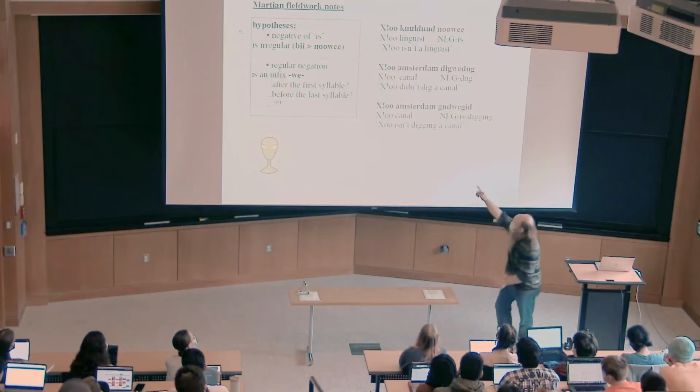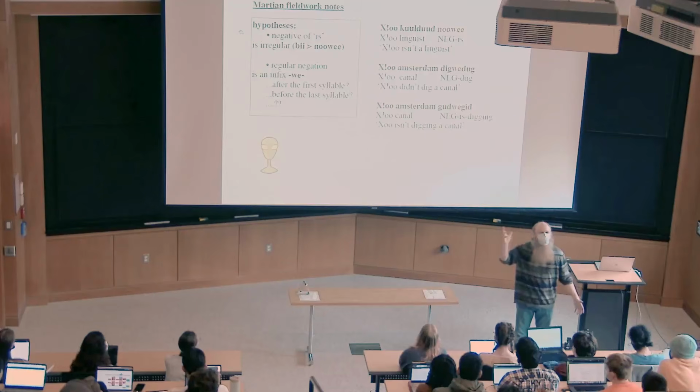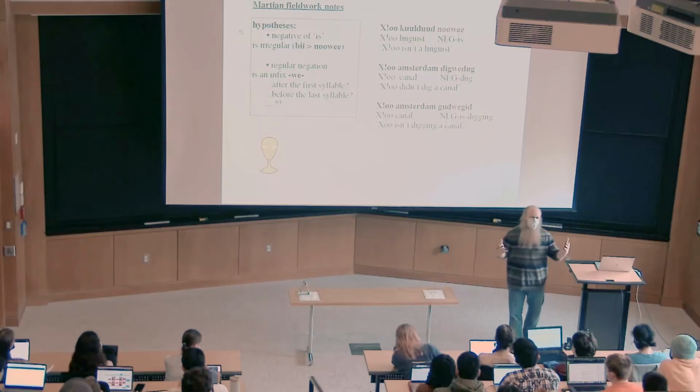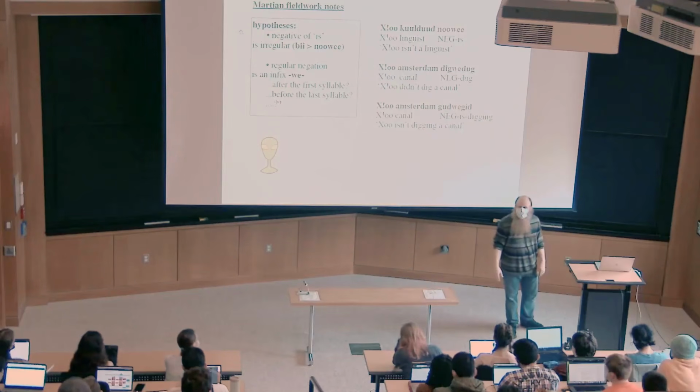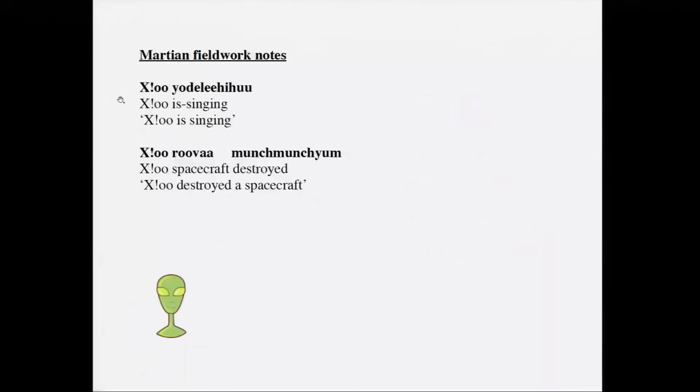How, for example, are we going to distinguish the two hypotheses that I have on the board here? So after the first syllable or before the last syllable? Yeah, I want to get a longer word, right? So if we have a longer word, we'll be able to find out what that is. And this was your point too. If we have a word where one syllable is really long, another syllable is really short, maybe we can learn something by doing that. So get some more words.